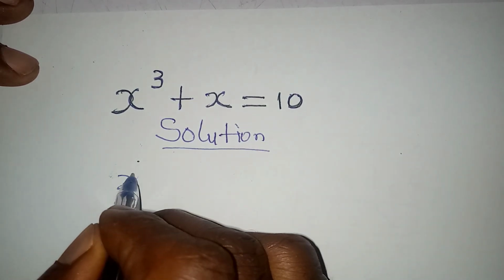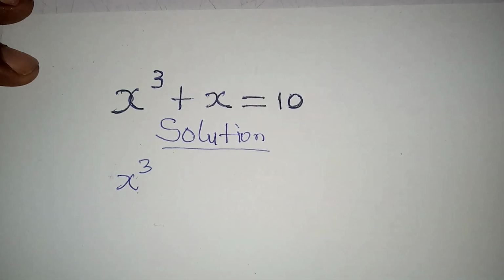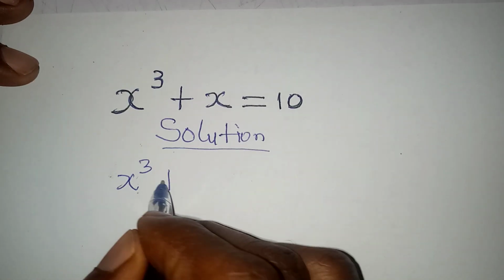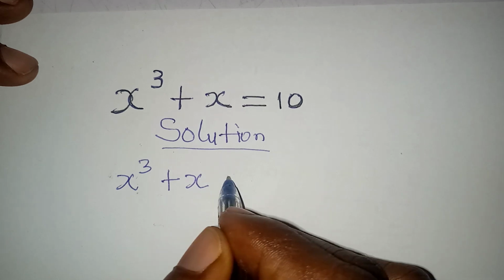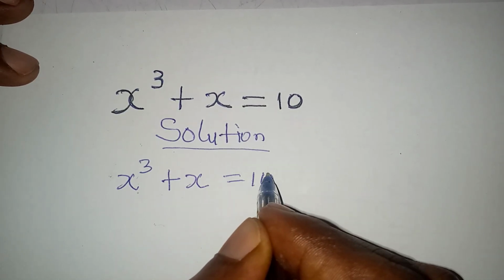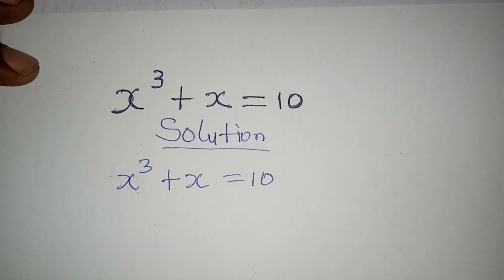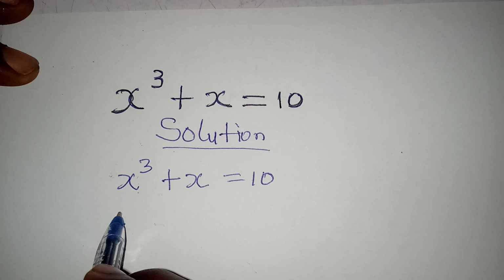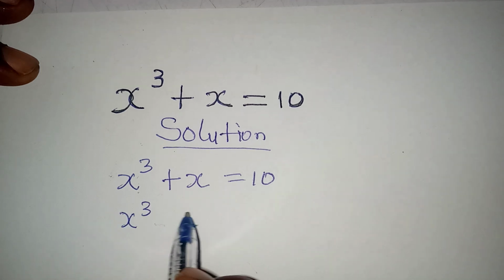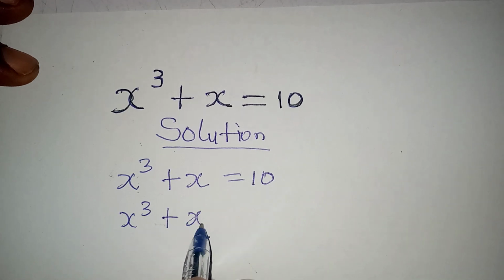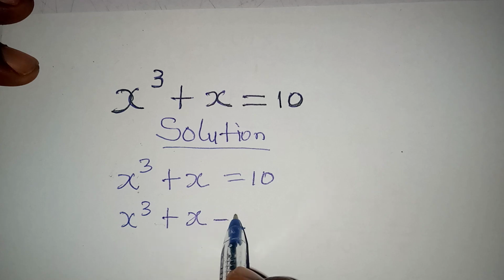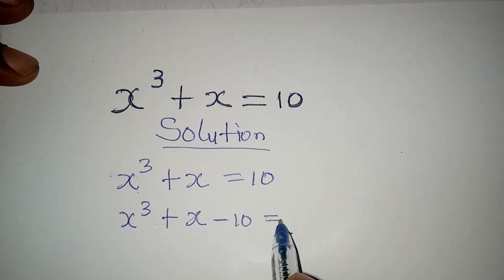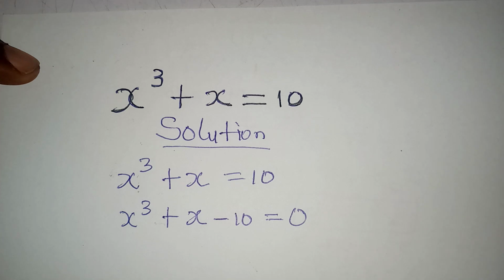Okay, so we have x to the power of 3 plus x equal to 10. Now the first step we're going to take is to take 10 to the left. So we have x to the power of 3 plus x minus 10 equal to 0.